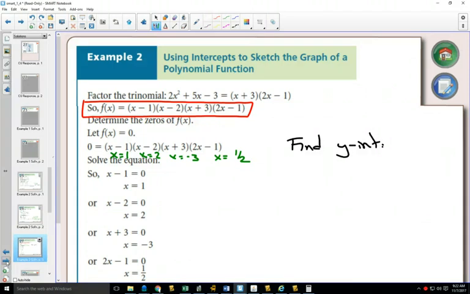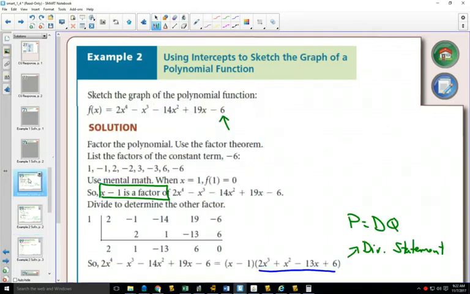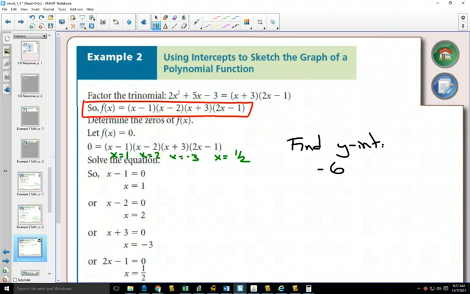With finding your y-intercept, it's not going to be easy to use your factored one. It's always easiest to use your original one to find your y-intercept. So here's my original one. If I plug in 0 for x, 0 minus 0 minus 0 plus 0 minus 6. So you can find out that your y-intercept is minus 6.